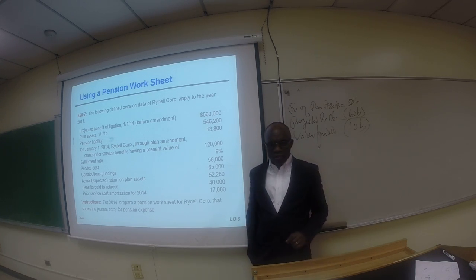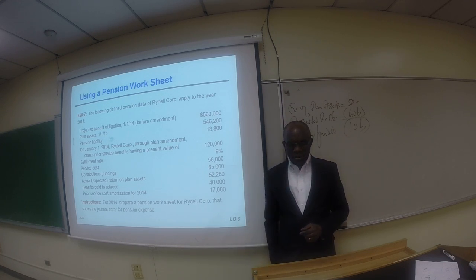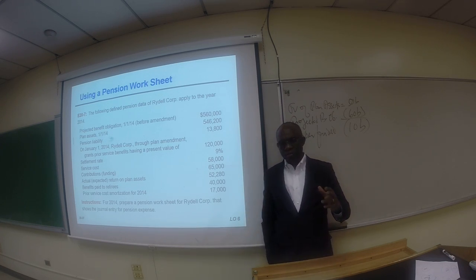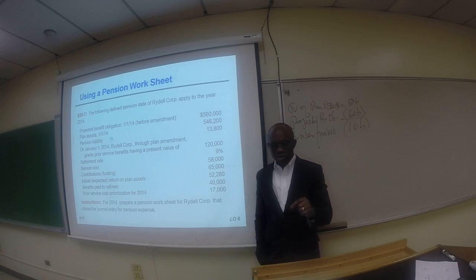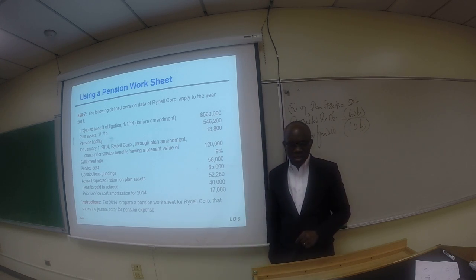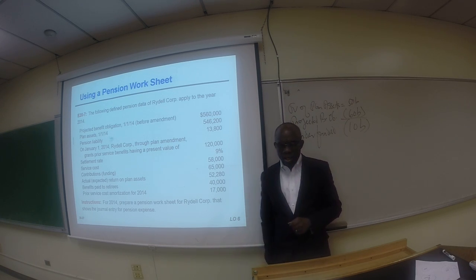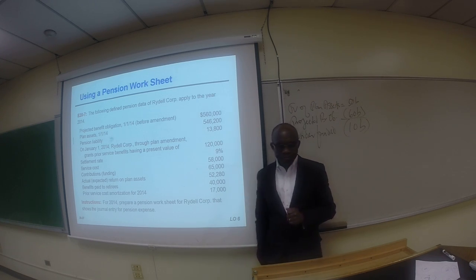The following is the defined pension data of our corporation for the year 2014. The projected benefit obligation at the beginning of the year before amendment was $560,000. The plan asset was $546,200. The pension liability is $13,800. Obviously, the plan asset is less than the projected benefit obligation by $13,800.